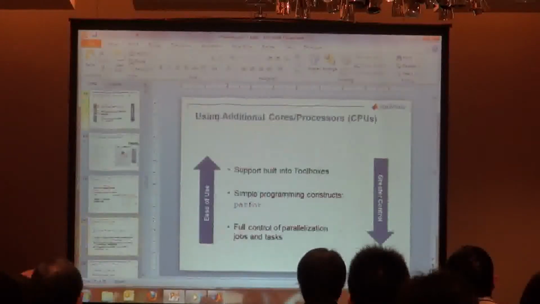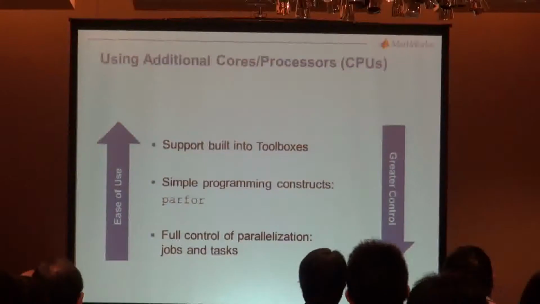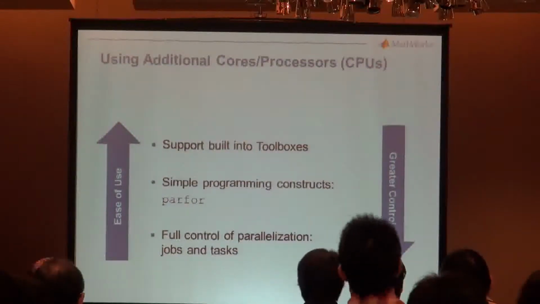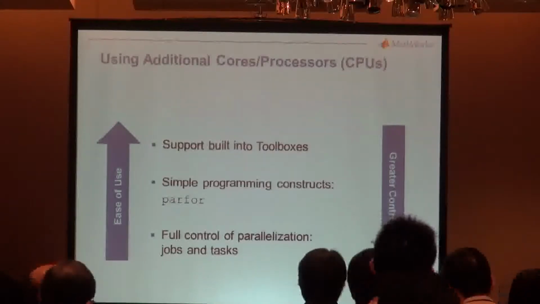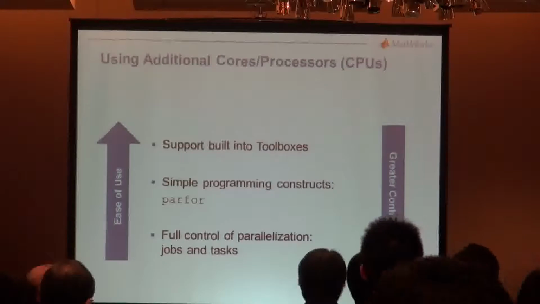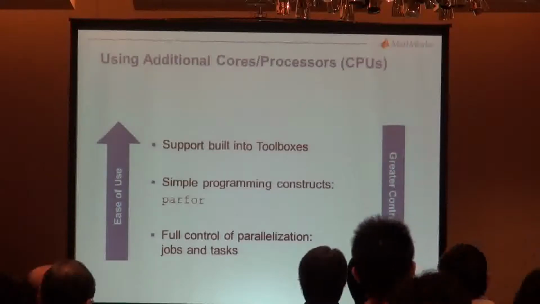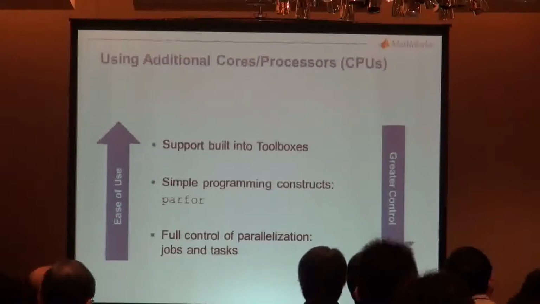And then we also allow full control of parallelization, what we call jobs and tasks. The parfor, that entire loop is a job. Each iteration in there is a task. What if what you need to do in parallel, you want to do quicker, cannot be structured as a for loop? You're not out of luck. You just have to go to jobs and tasks to create your own parallel application.